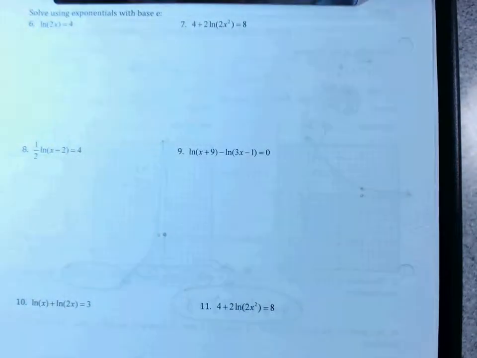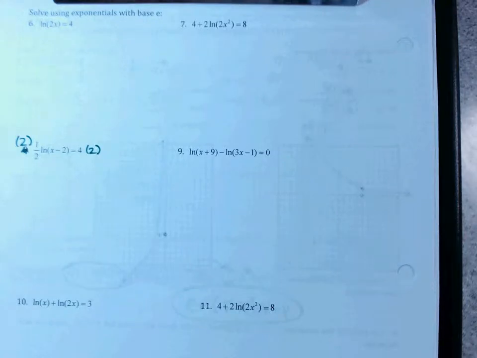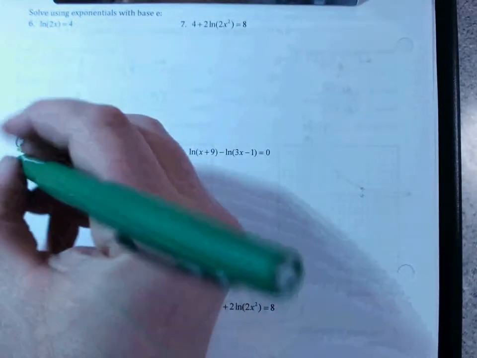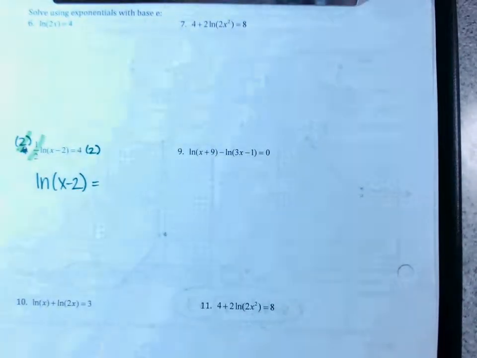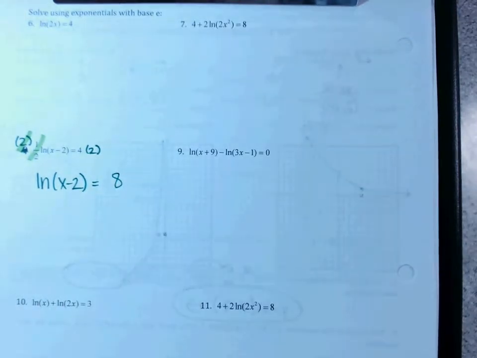Let's say that we're doing, we'll start with 8. What would you do on 8 to get rid of that 1/2 in the front? Multiply by 2. Very good. So I'm going to times by 2 on both sides. What happens with 2 and half? Cancel out. I have ln of x minus 2 left over. Oh, wait, and then the other side was a 4, so now it's an 8, because you times it by 2.